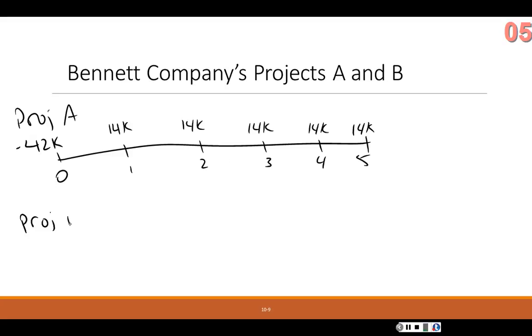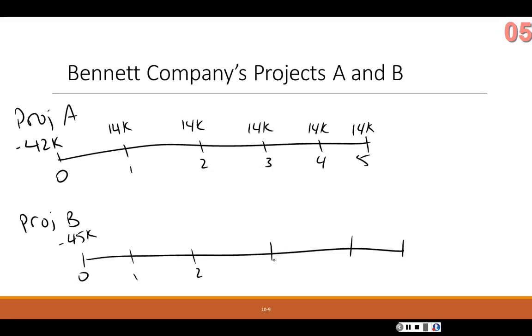Project B, at time period 0, costs $45,000. In year 1, it returns $28,000. And in years 2 through 5, in year 2 it returns $12,000, and in years 3 through 5 it returns $10,000 each year. So we've just created our timeline. We can use this to evaluate the project using several different techniques.